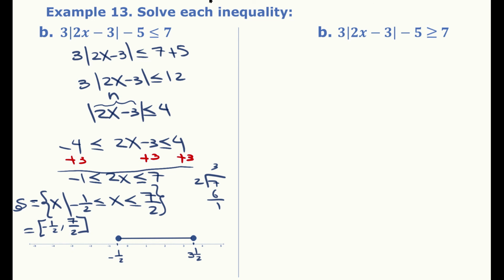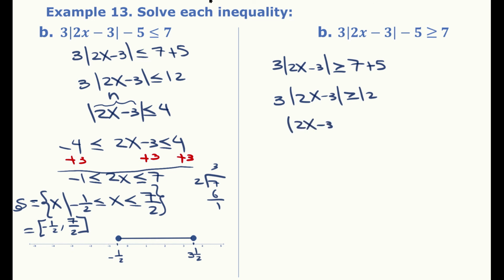Now, notice that in the case with greater than or equal to, the first part we do very similar things. So let's go ahead and isolate the absolute value term. So we get 3 times absolute value of 2x minus 3 greater than or equal to 7 plus 5. So 3 times absolute value of 2x minus 3 greater than or equal to 12. So absolute value of 2x minus 3 is greater than or equal to 4.